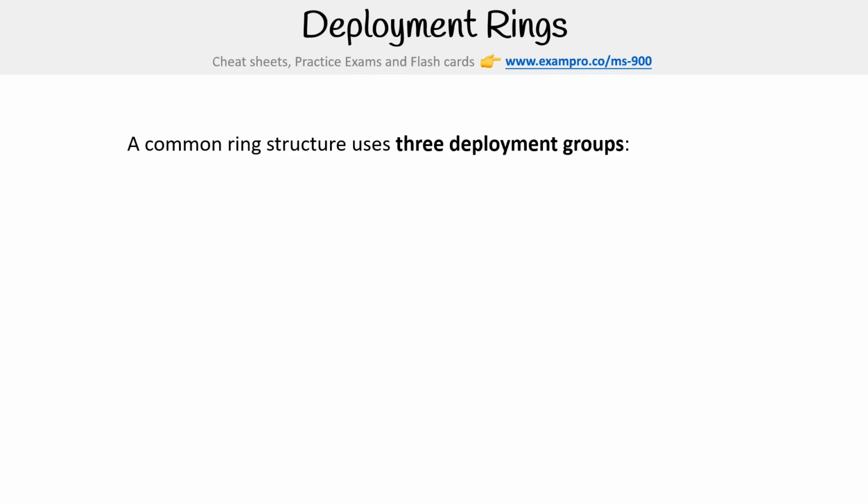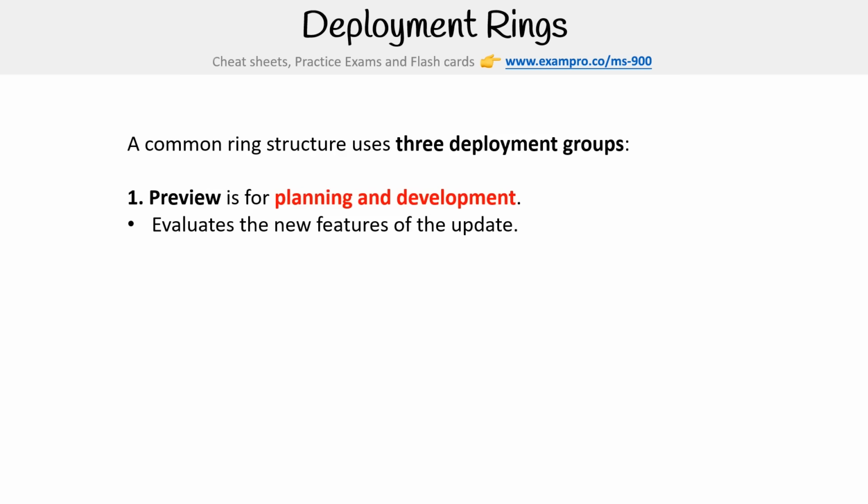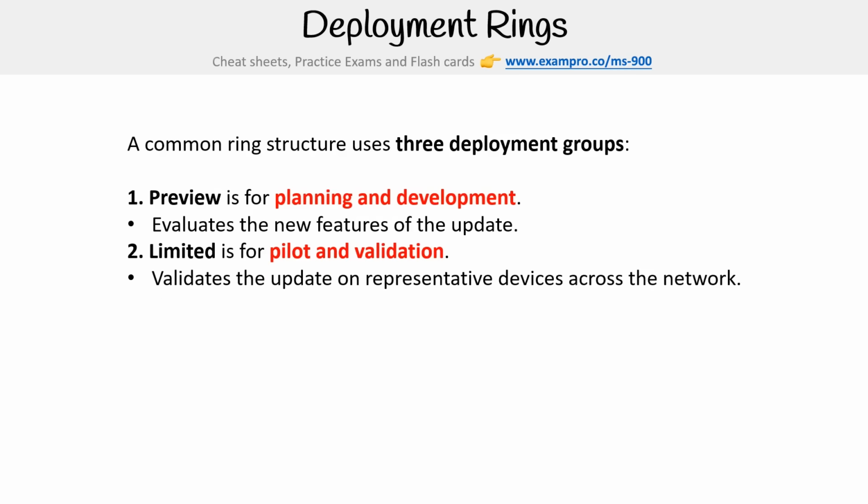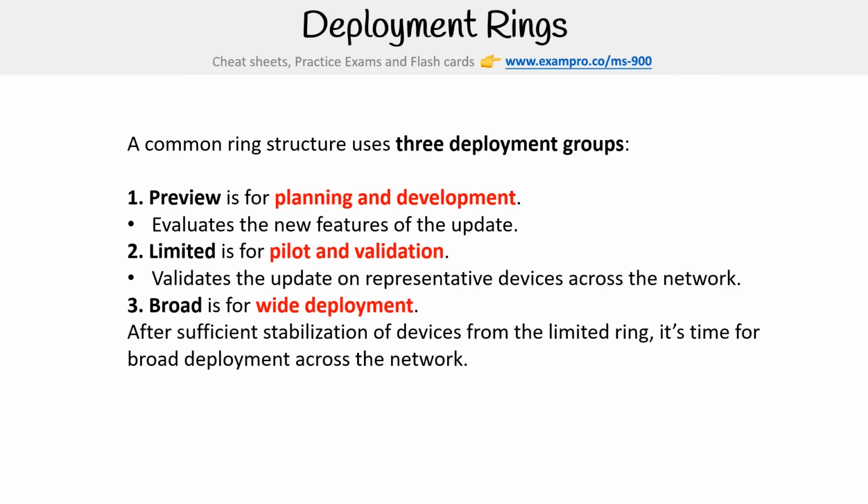So, a common ring structure uses 3 deployment groups. Preview is for planning and development. The purpose of the preview ring is to evaluate the new features of the update. Limited is for pilot and validation. The purpose of the limited ring is to validate the update on representative devices across the network. Broad is for wide deployment. Once the devices in the limited ring have had a sufficient stabilization period, it's time for broad deployment across the network. So that's Windows as a Service and all of the deployment and release models that it has.